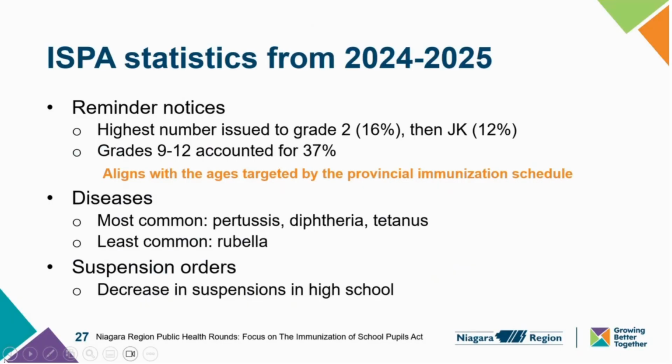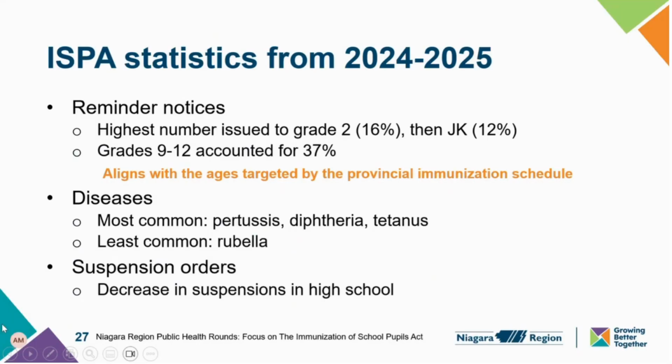Just to share some statistics from last year's ISPA process. So the highest number of immunization reminder notices were issued to grade 2 students, followed by junior kindergarten. And notably, high school students, grades 9 to 12, accounted for 37% of all reminder letters distributed within Niagara. The grades receiving the most letters aligned with the age ranges targeted by the Ontario vaccine schedule, so that suggests that future efforts should really prioritize catching up students in those grades and the years just before.